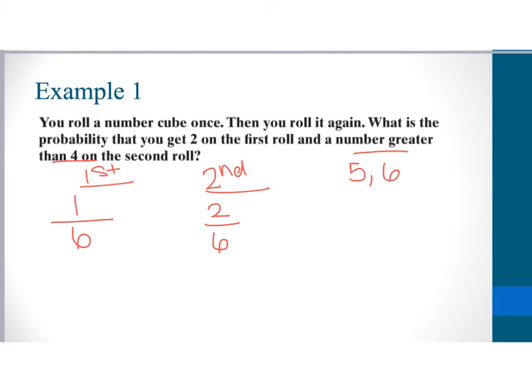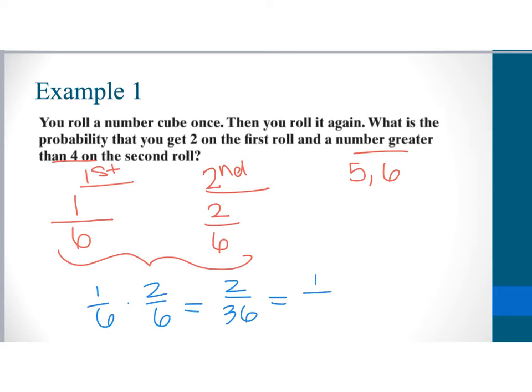So if I want to find the probability that I will roll a number 2 and a number greater than 4 on the second roll, I'm going to take these two numbers and multiply them together. So I have 1/6 times 2/6. Remember, with multiplication, we multiply straight across. So 1 times 2 will give me 2. 6 times 6 gives me 36. And if I reduce my fraction down, I end up with 1/18. So in order to roll a 2 on the first try and a number greater than 4 on the second try, my probability is 1 out of 18.